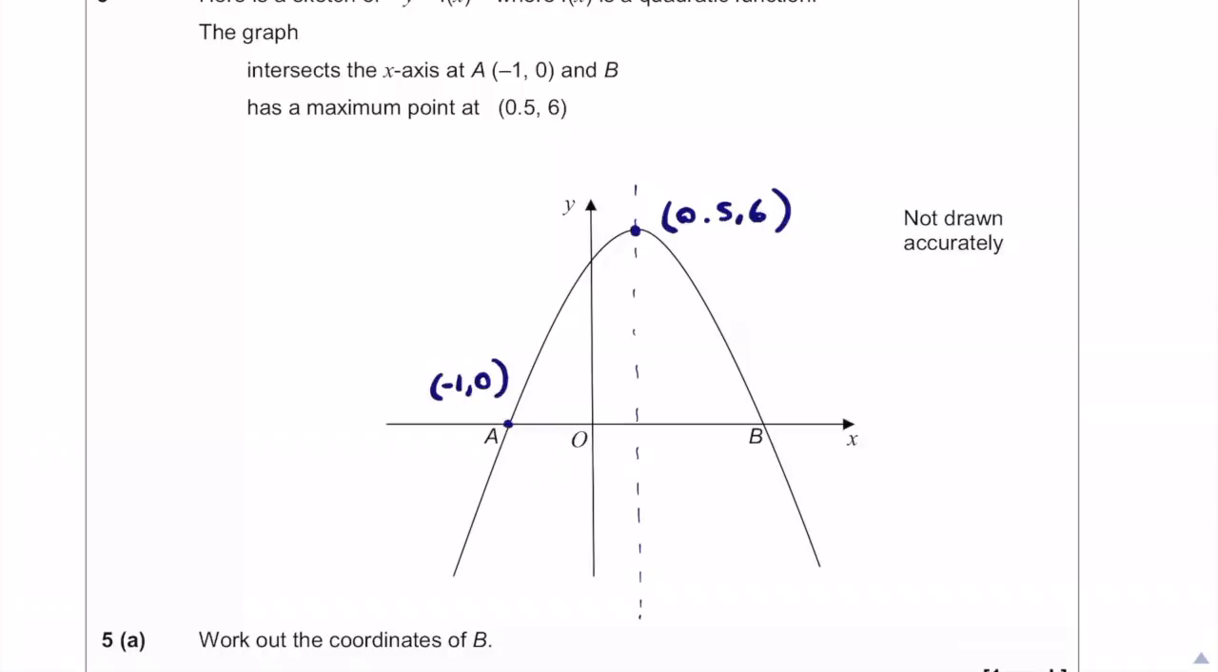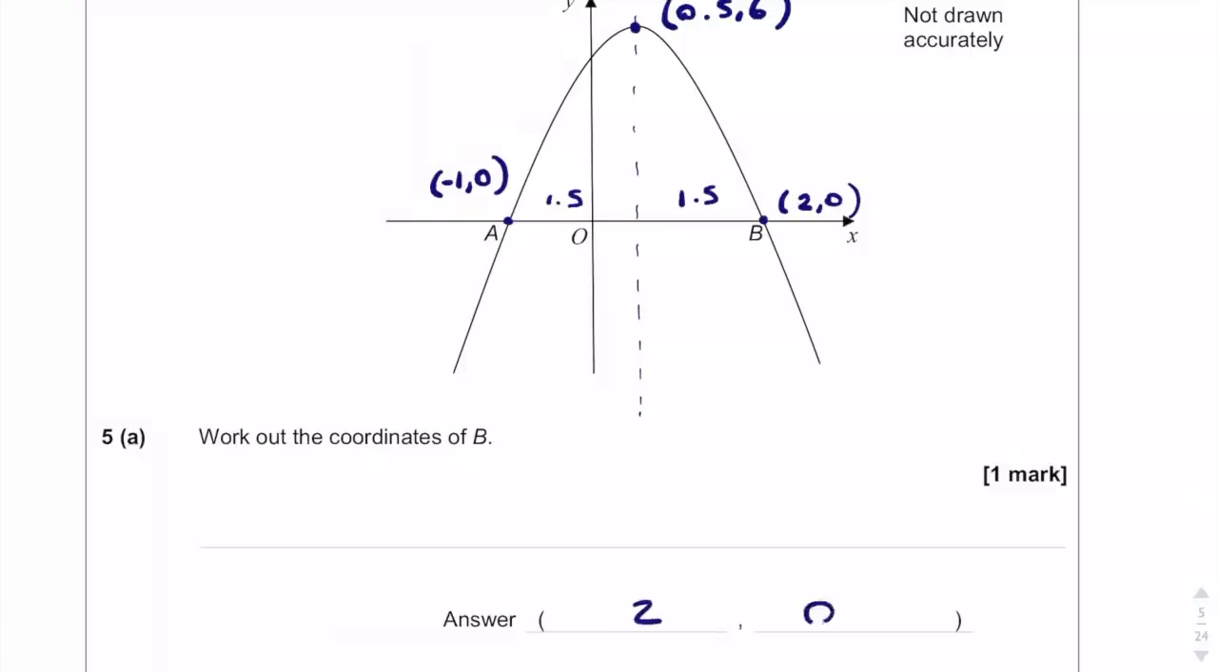So I need to think, well, how many units along the x-axis do I need to get from -1 to 0.5? Well, that's 1.5, so I need to go across the x-axis 1.5 units to get to the line of symmetry. In order to reflect it, I'm going to need to go along another 1.5 units. So this is going to have an x-coordinate of 0.5 plus the 1.5, which is 2. And then, of course, because it's crossing the x-axis, my y-coordinate must still be 0. So my answer is (2, 0).